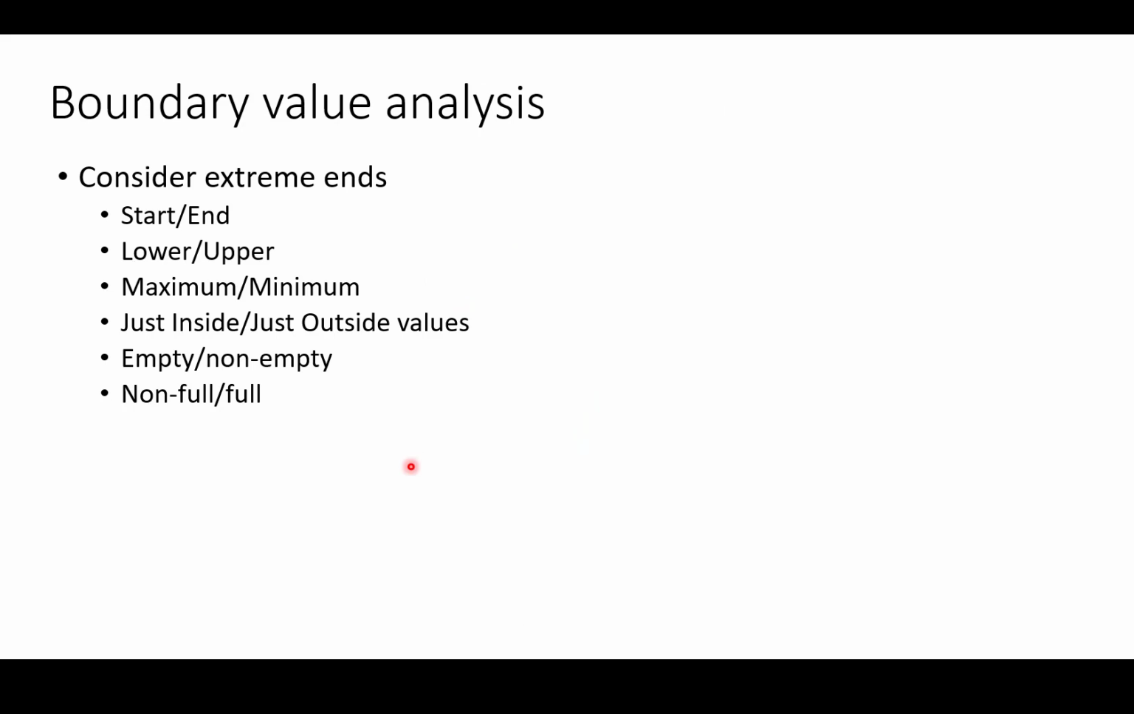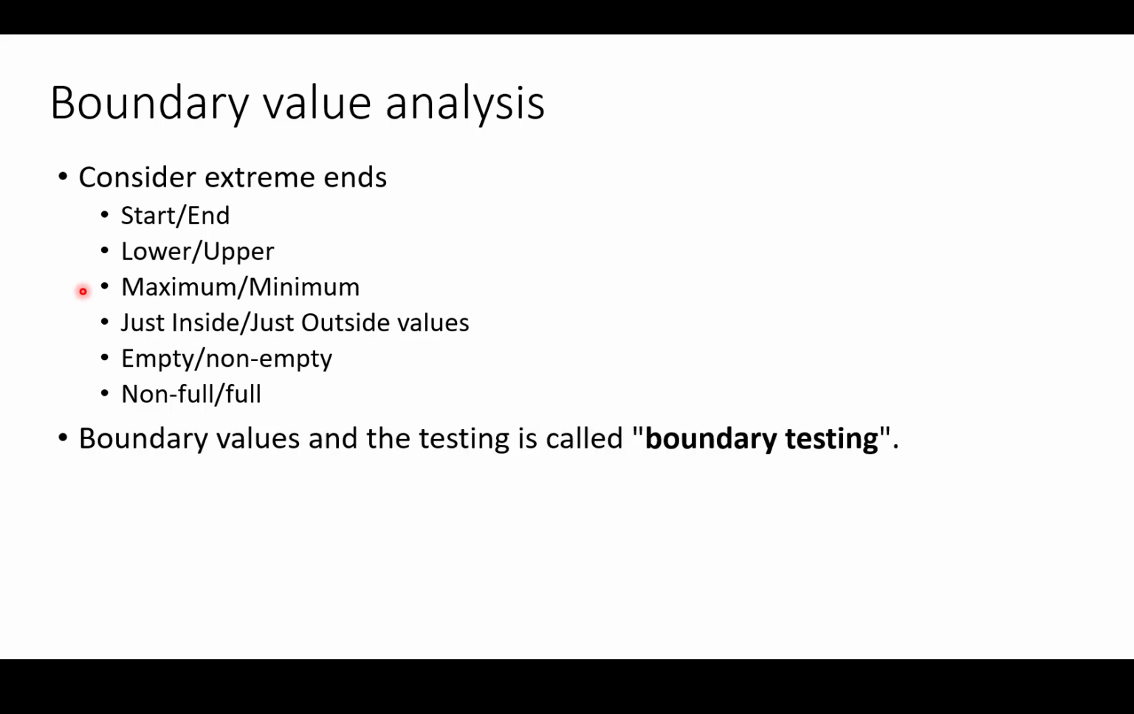So the boundary value analysis is all about the borders. We consider start, end, lower, upper, maximum, minimum, just inside, just outside, empty versus non-empty, or sort of the same, non-full versus full. So both ends of the array list, for example. These are the cases that are interesting. This is where functionality may change. So this is our boundary value analysis, or boundary testing, as we may call it. We test the boundaries in our system.